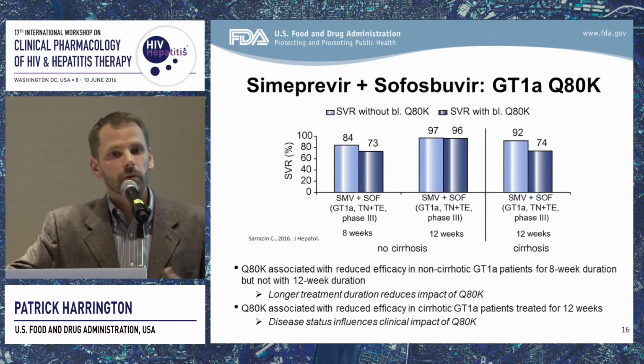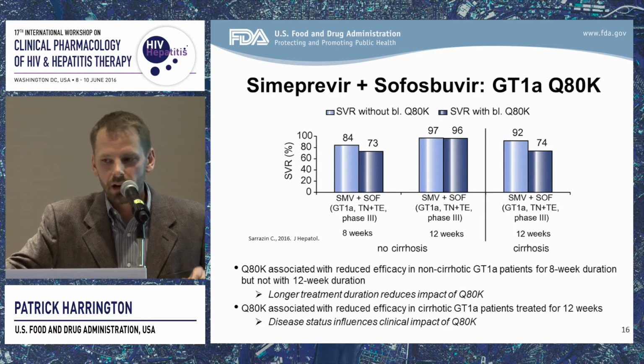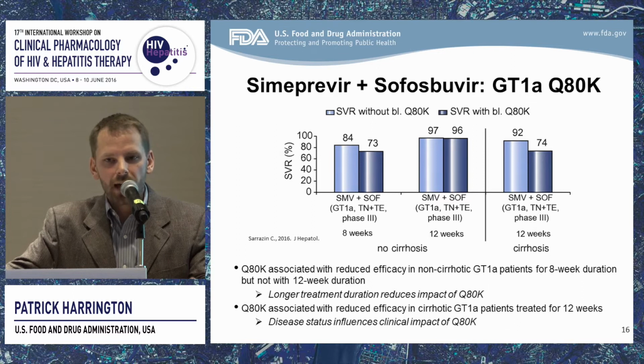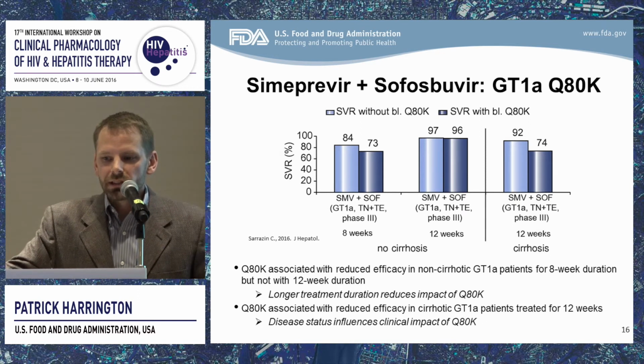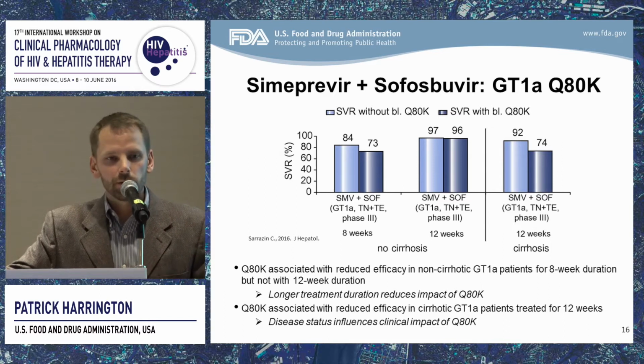Now, we all know there's a much better way to use Cimeprevir today, and that's in combination with the nucleotide analog Sofosbuvir. And we learned early on that Q80K had less of an impact in this context, and we have more recent published data from the Optimus trials that provides some more clarity on this. And Dr. Kodalil showed these data as well, but what I just want to emphasize is how you see with the 8-week treatment duration, Q80K does have an impact on treatment efficacy, but when those non-cirrhotic patients are treated for 12 weeks, that impact of Q80K is lost.